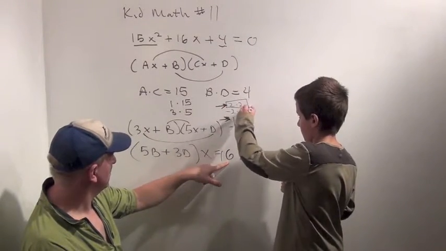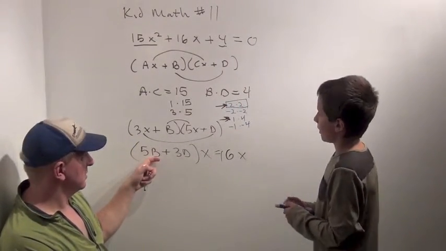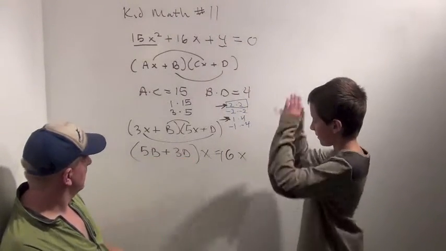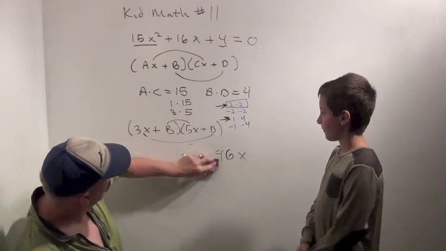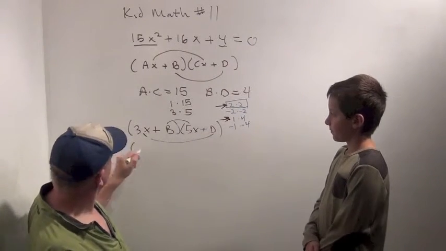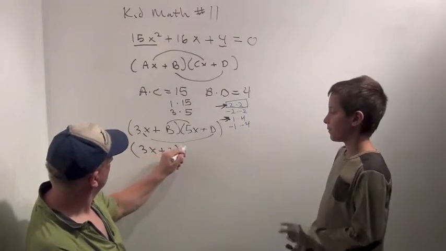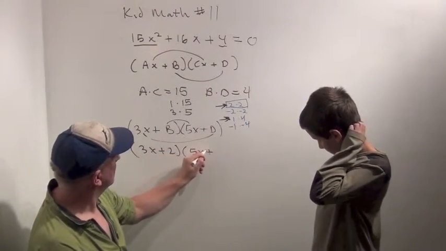Let's look at 2 and 2. Okay, what's 5 times 2? It's 10. 3 times 2? Is 6. And there we go. Yay. Okay, so we can now see that this complicated expression factors into 3x plus 2 times 5x plus 2.